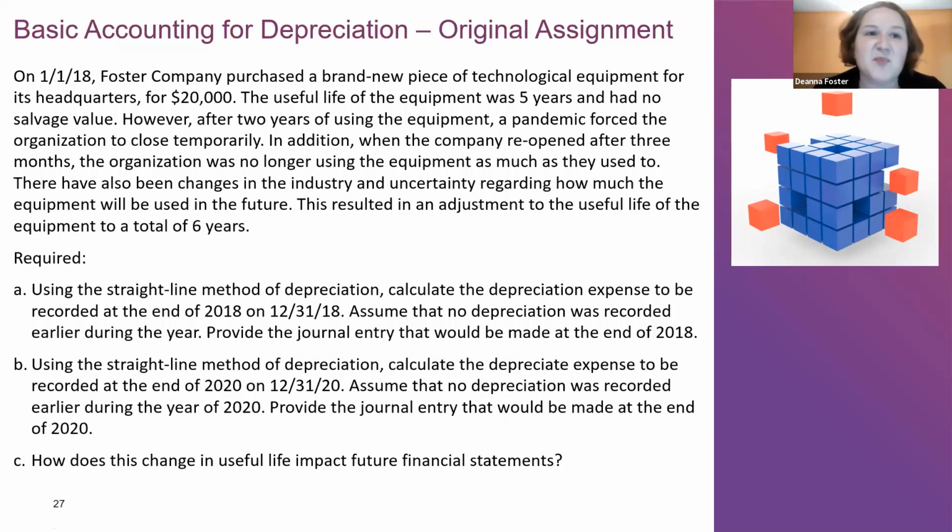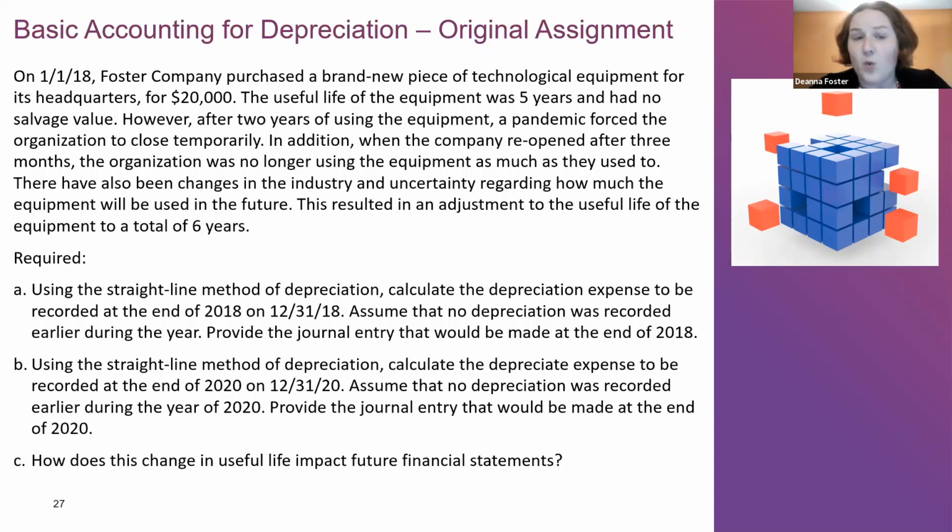So in this example, we have an organization that just purchased a brand new piece of equipment for $20,000. This was on January 1st, 2018, and the useful life was 5 years. Then 2 years later, there are some uncertainties regarding how often they're going to use this equipment. They're not even sure if they're going to use it anymore. As a result, the useful life 2 years later has changed to 6 years.